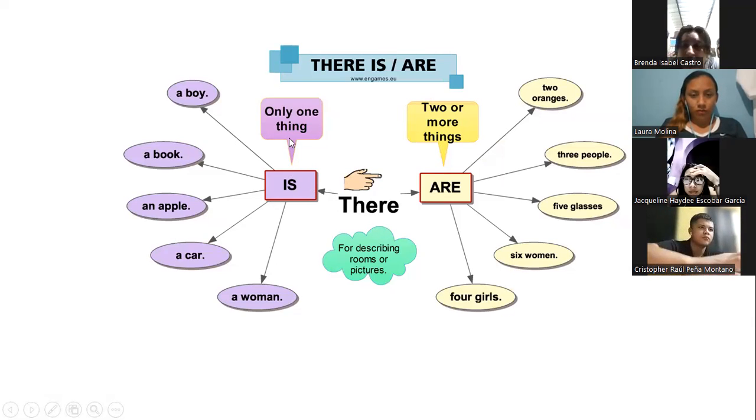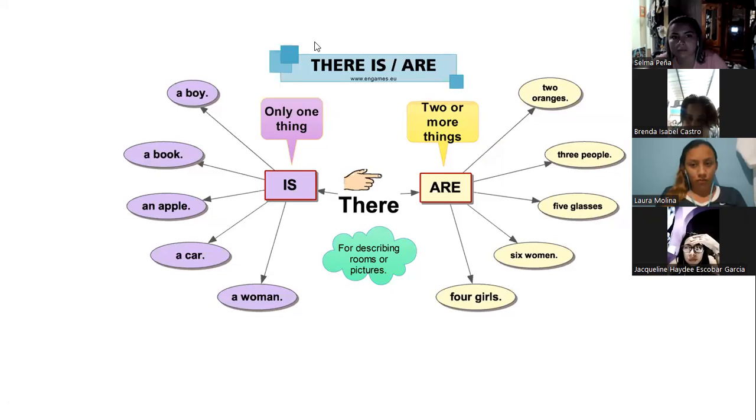We use there is only for one thing, just one thing, so it's singular. And we use it for this example: there is a boy, there is a book, there is an apple, there is a car, there is a woman. So there means como hay. Hay un niño, hay un libro, hay una manzana, un carro, una mujer. Hay, there. Si le quieren traducir al español, significa como hay. Now, we have there are, which is for plural.